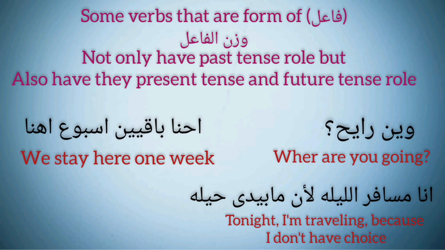And the next sentence, أنا مسافر الليلة لأن ما بيدي حيلة. Tonight I'm traveling because, لأن means because, ما بيدي حيلة. I don't have a choice. Or I don't have any solution. And as you see, the مسافر is pattern of فاعل. And the root of this one is سافر. And سافر becomes مسافر to the pattern of فاعل.